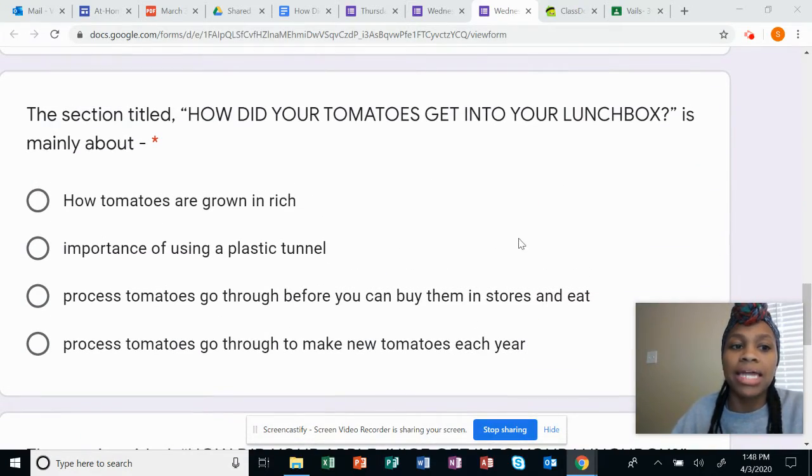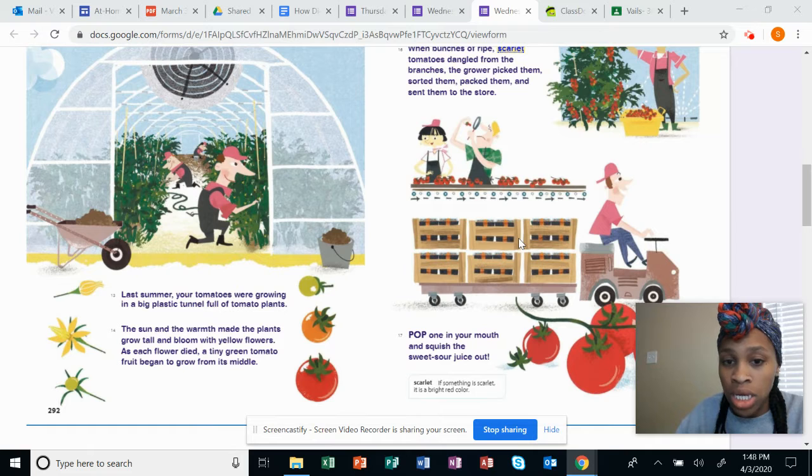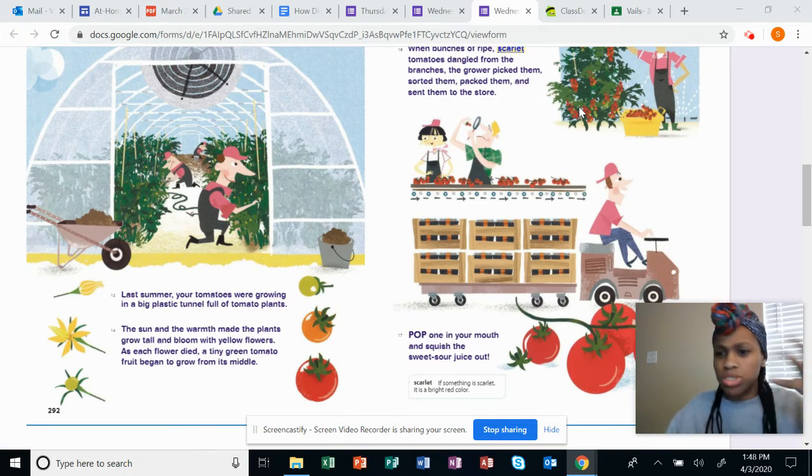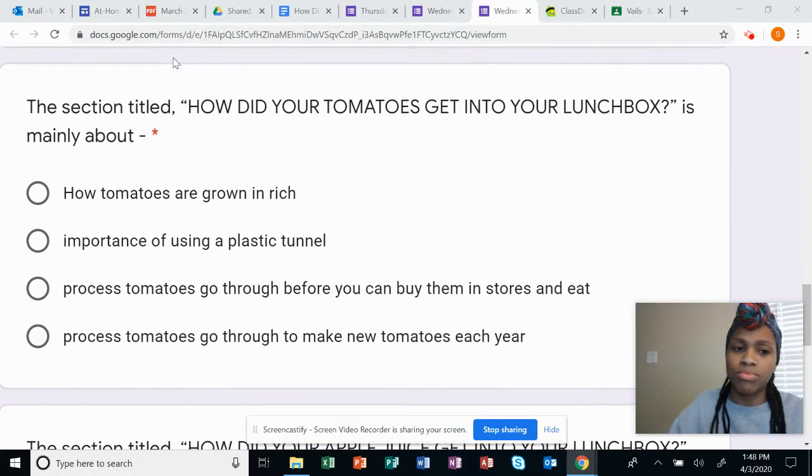It says, is it mainly about how tomatoes are grown and ripen? It does let me know how they grow them, but they also let me know about the grower picking them, sorting them, packing them, going to the store, me eating them. So it's much more than just the growth. So I'm going to cross this one out because it does not talk about just the growth. You know how to think about that heading, right? That heading was saying, how did the tomatoes get into your lunchbox?